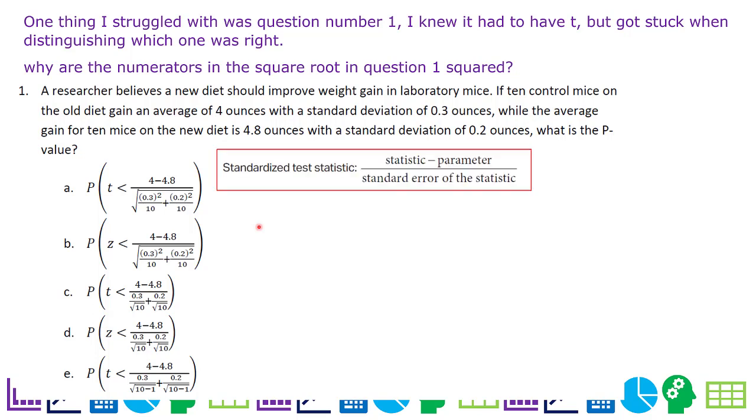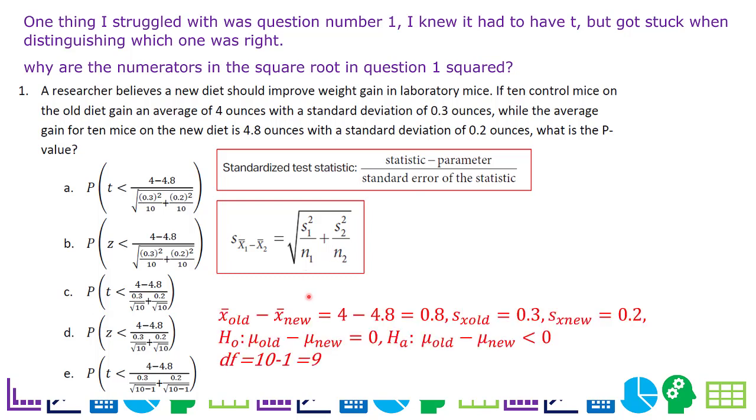So first of all, we need a standardized test statistic, which is our statistic minus the parameter, divided by the standard error of the statistic. And I'm pulling this straight from your math chart. It would basically be, you take the standard deviation for the first sample, square it over n1, plus standard deviation for the second sample, square it over n2. So we know that x old minus x new is 4 minus 4.8, which is basically 0.8. There's our old standard deviation, there's our new.